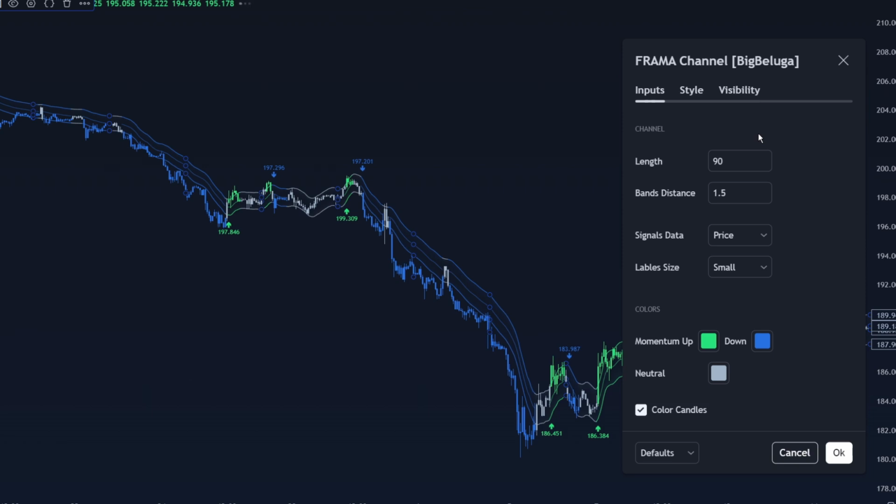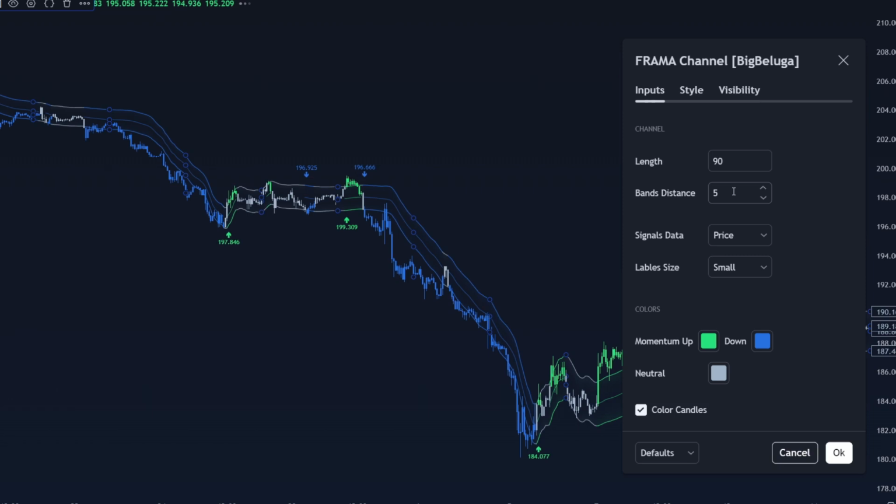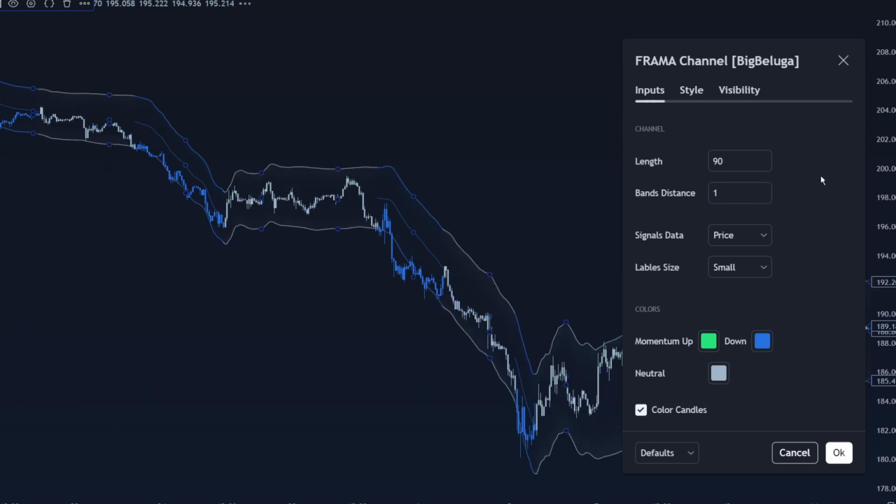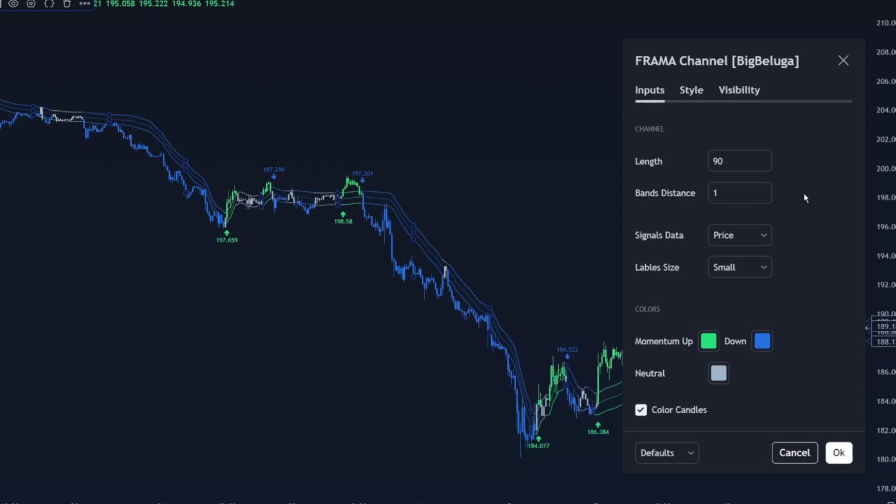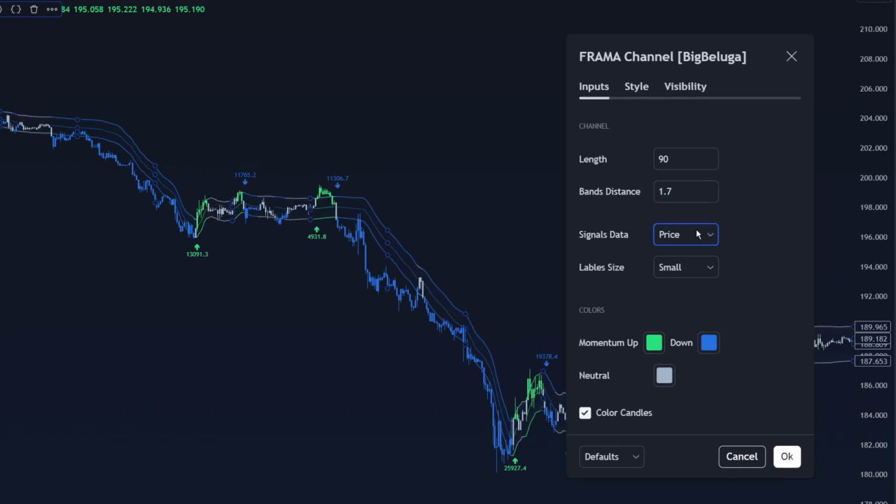The band's distance, as the name suggests, controls how far the bands are from the main FRAMA line. Higher distance results in less and stronger breakouts, while lower distance gives more breakouts, but at the same time, more false ones. We're going to set it to 1.7. Also, let's set the signal's data to show average volume, so that we could see the strength of the entry before taking it. Everything else is for cosmetic effects. You can configure it however you want.